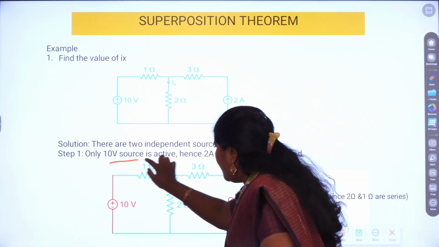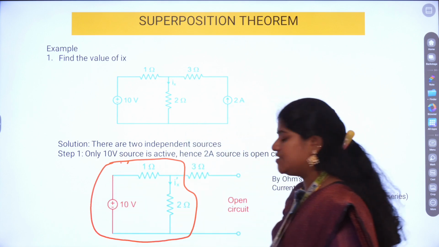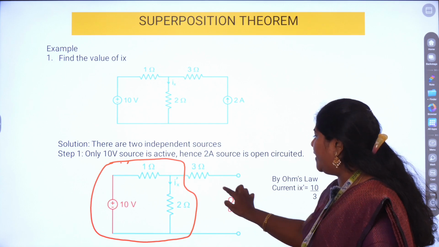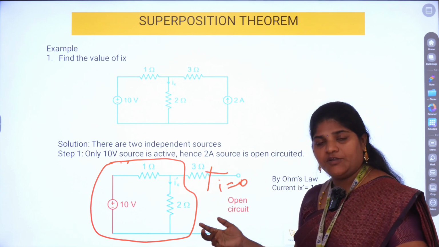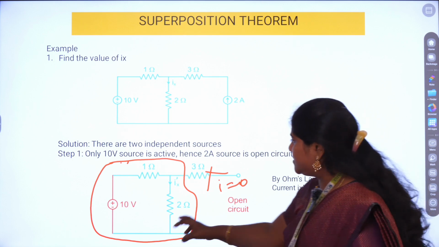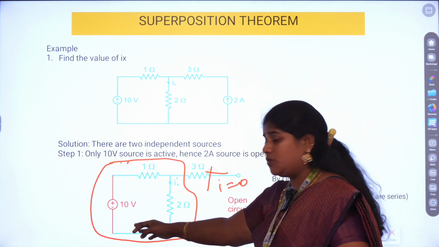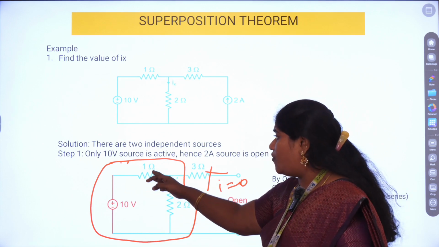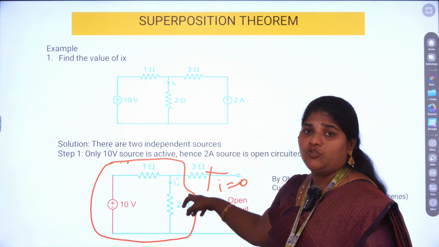Right now, we are confined only to this particular region, because this is a closed path where current can flow, and since this is open, the current becomes 0. So the effect of this 3 ohm resistor is not taken into account at all. So this is a very simple circuit. We have a 10 volt battery source, and resistors of 2 ohm, 2 ohm and 1 ohm.